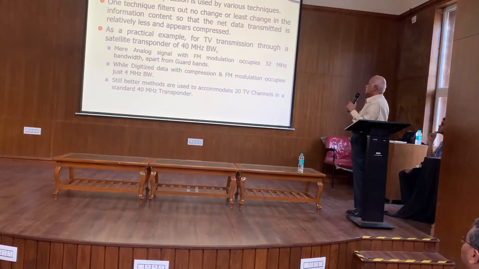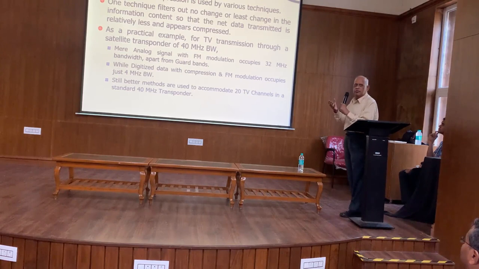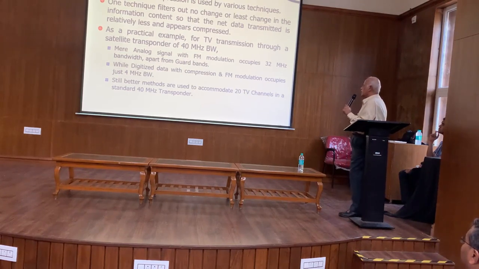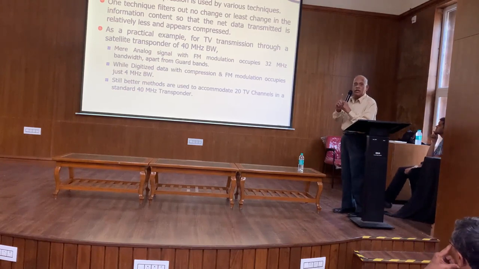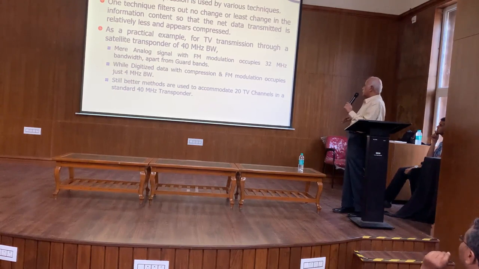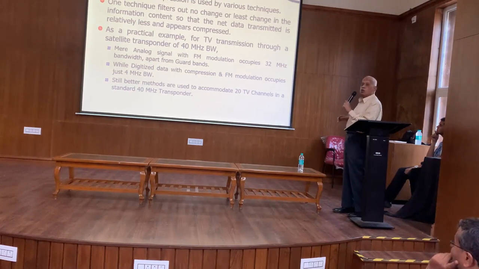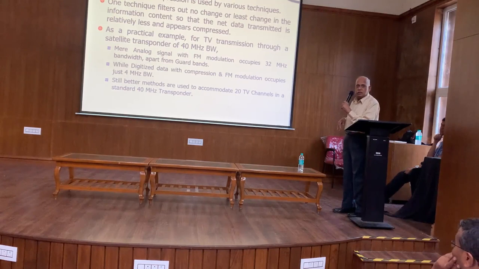As a practical example for TV transmission, we have a satellite transponder of bandwidth 40 MHz. Generally, we talk about a satellite transponder bandwidth of 40 MHz. A mere analog signal with FM modulation occupies 32 MHz and the rest 8 MHz is for the guard bands on either side. This will carry only one TV channel. While digitized data with compression and FM modulation occupies just 4 MHz.